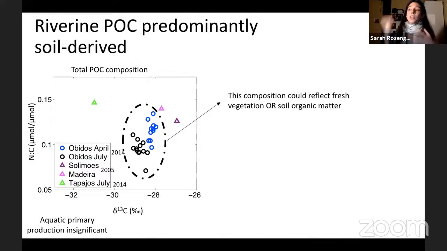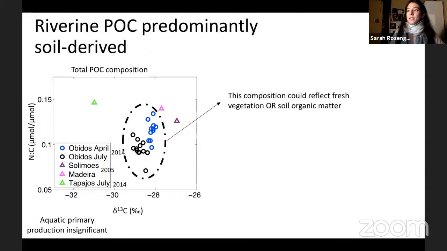So when we look at the bulk values of these samples in this nitrogen to carbon against delta 13C space, it tells us that the river POC is primarily reflecting the signal of fresh vegetation or soil organic matter. It could be either one. We are quite sure it's not reflecting in situ primary production. That's more the signature of the Tapajos River POC we saw, which is the green triangle here. It's quite removed from Tapajos in this space. But it could be vegetation or soil organic matter.